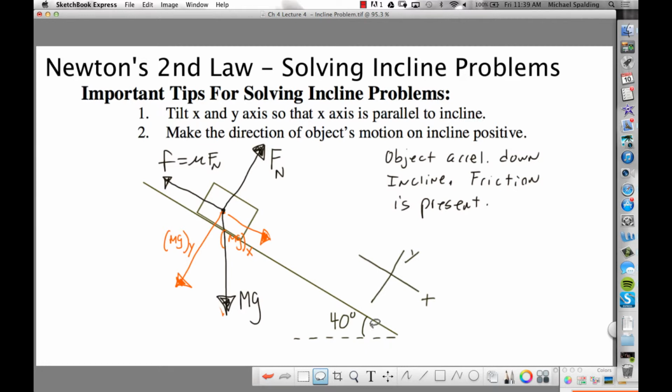Now, what would the net force be? The net force would be this minus this. That's the net force. Okay, so back to this.